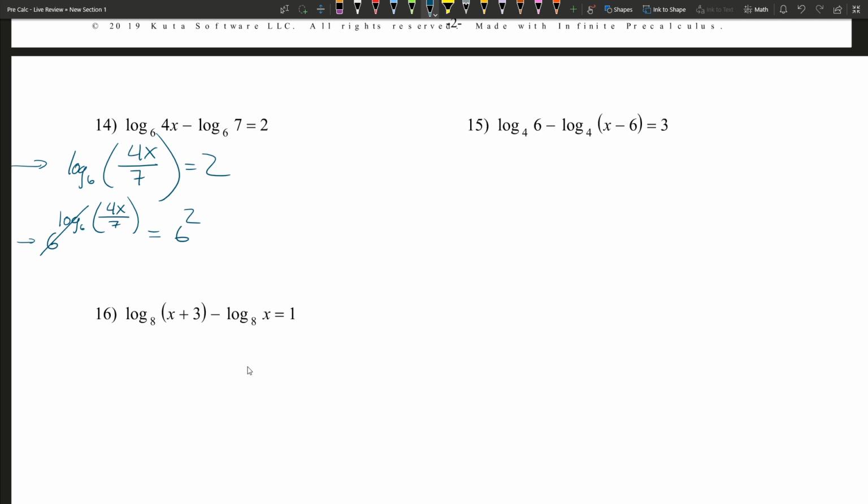Okay. So when the 6 to the power of log 6 cancel, you're left with 4x divided by 7 is equal to 36. And then you just solve that algebraically. So you multiply by 7.